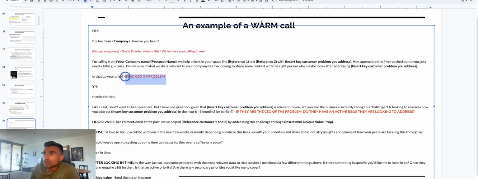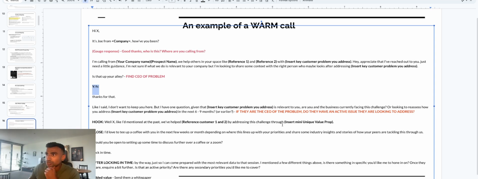What you're trying to do is find the CEO of the problem, okay? Any executive person in a company is responsible for a set of problems. What you need to do is find the CEO of the problem that you can solve. Then you qualify that, yes or no, and they'll tell you, right, look, yeah, I do look after that, or that is a problem that I am facing, that is a problem that I am looking at.